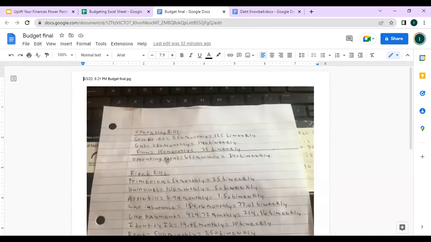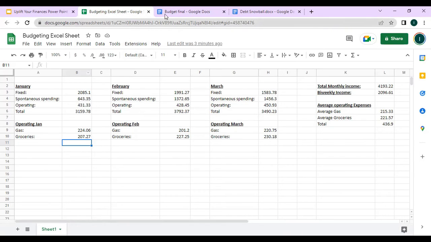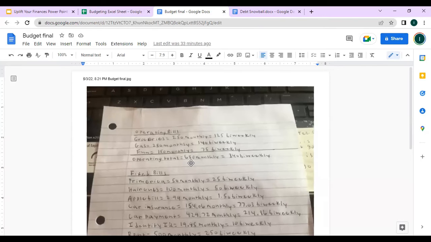And I highly recommend that you also give yourself a fun expense. This way you have money to spend on activities that you may want to do, or on just eating out with friends. So again, this money is coming out of the spontaneous spending. You are then going to take out a total, and then you're going to divide each number by 2 if you get paid biweekly, or by 4 if you get paid weekly.